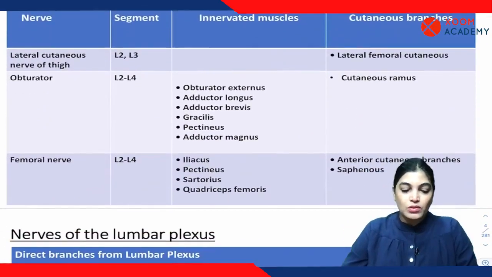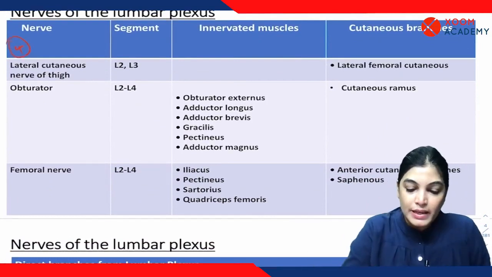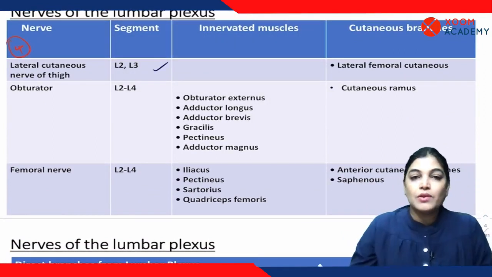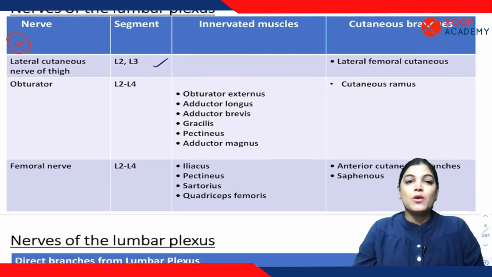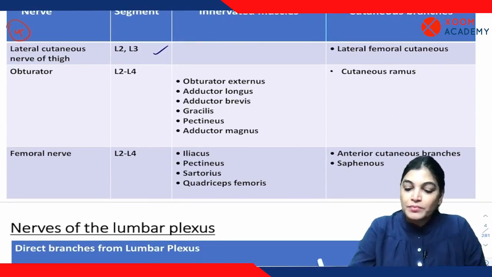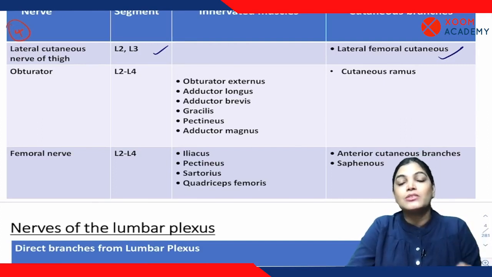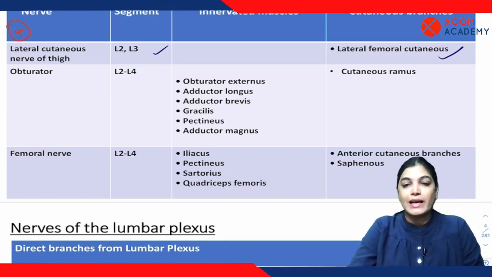Let's talk about the fourth nerve in this category, the lateral cutaneous nerve of thigh. It is a branch of lumbar plexus which is formed by the ventral rami of L2 and L3. The word cutaneous is in its name, lateral cutaneous nerve of thigh. Its cutaneous distribution is the lateral femoral cutaneous area. It gives innervation to the lateral aspect of the thigh region, and this is the whole area which gets innervation from the lateral cutaneous nerve of thigh.